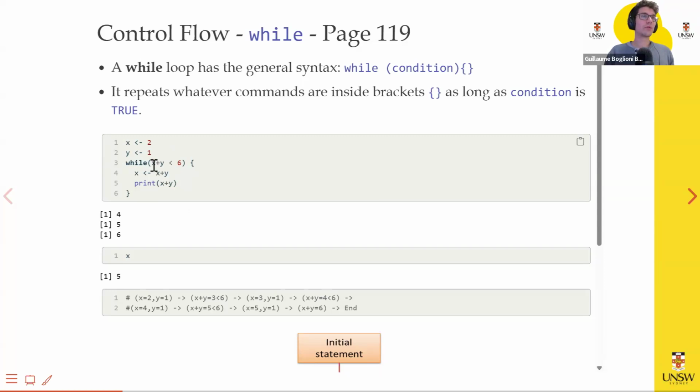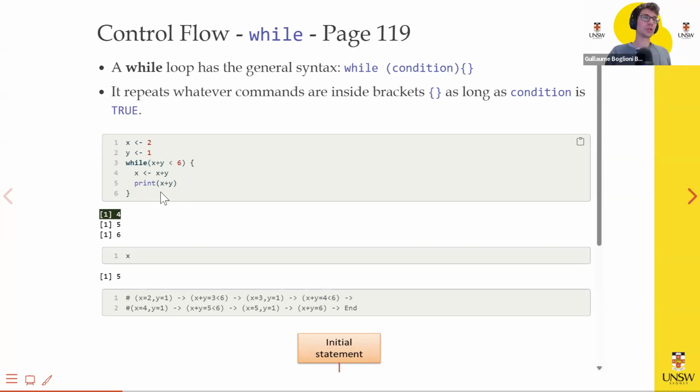So you see, first time, while this is true, so while x plus y is smaller than 6, do something. So the first time, obviously, this is going to be true because 3 is smaller than 6. Then x will be updated to 3. And then print. Now x is 3, 3 plus 1, print 4. I get my 4.